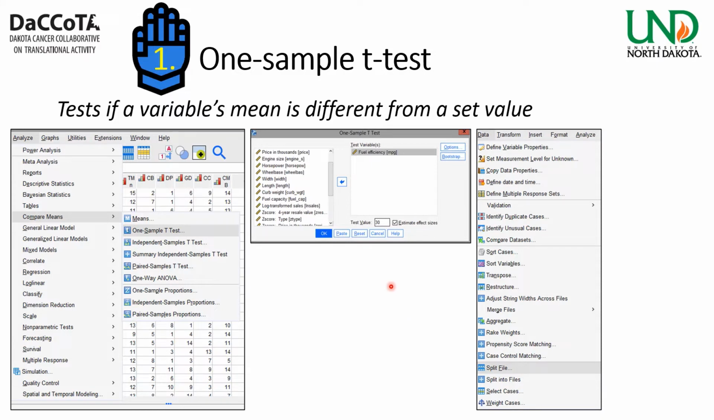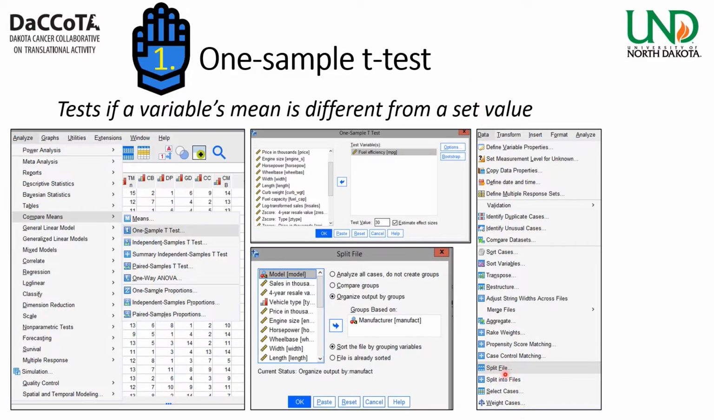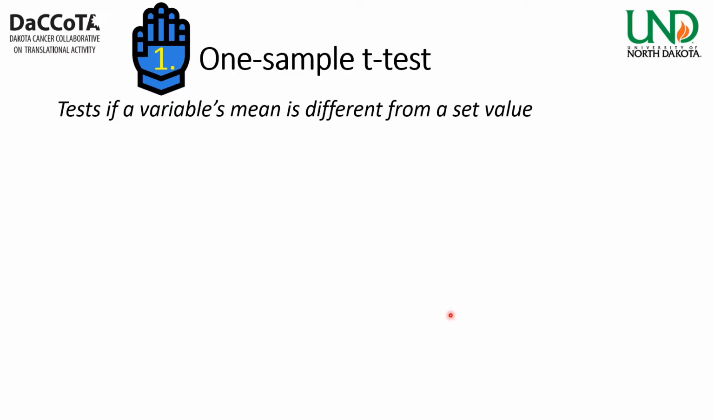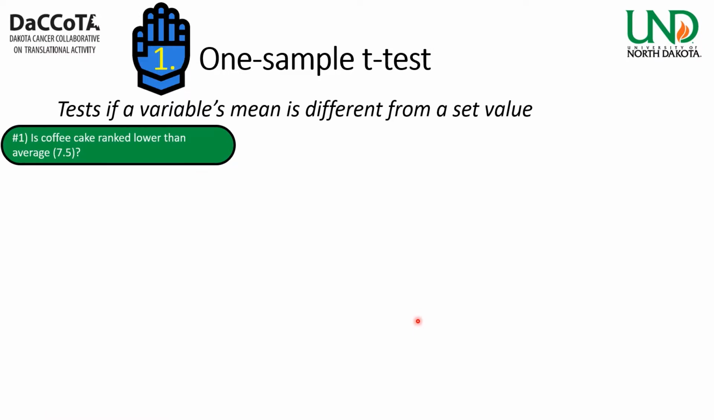If you need to split your data out, say you only want to look at a specific group, you can go to Split File under the Data menu and go from there. So for example, if you want model, you can have groups based by model, so you could look at specific, say, models of car, which we'll do in one of the examples. Okay, let's get right into example 1 of topic 1.